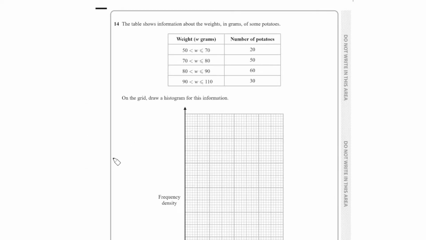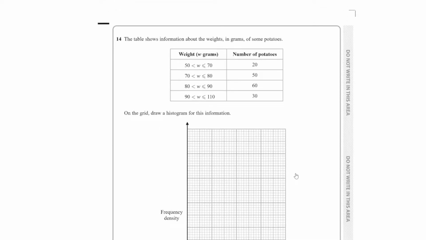Okay, question 14. So, frequency density histogram we've got here. The table shows information about the weights in grams of some potatoes. This is a frequency table. On the grid, draw the histogram. So histograms are always, obviously, the x-axis is just the weight in this case, so that's fine. But the y-axis is always frequency density. So you need to have a way of working out the frequency density because we don't have that currently.